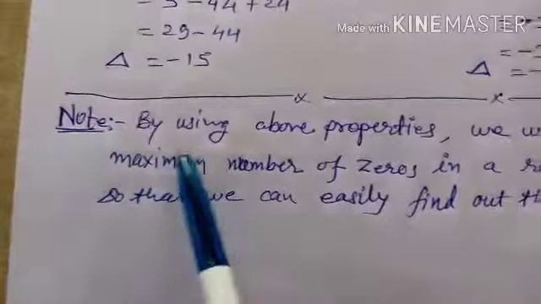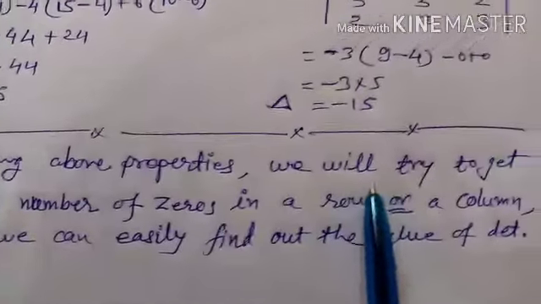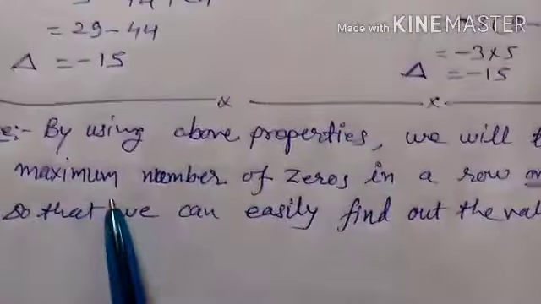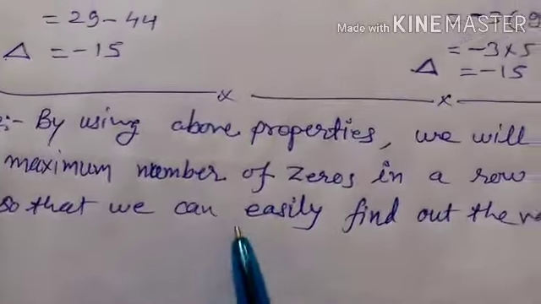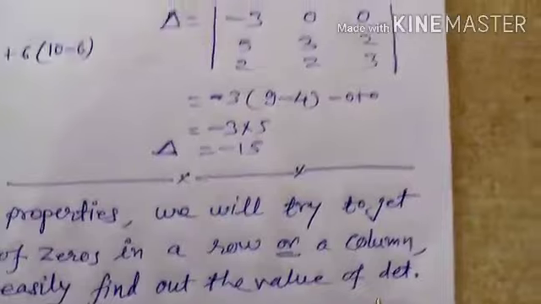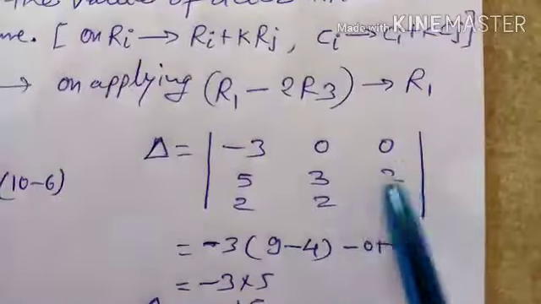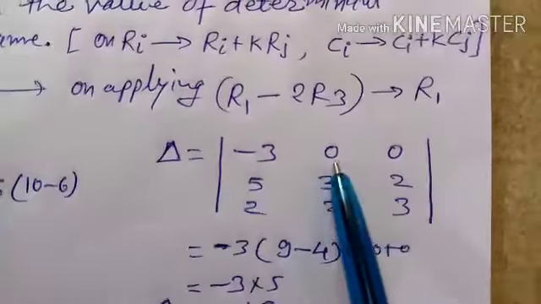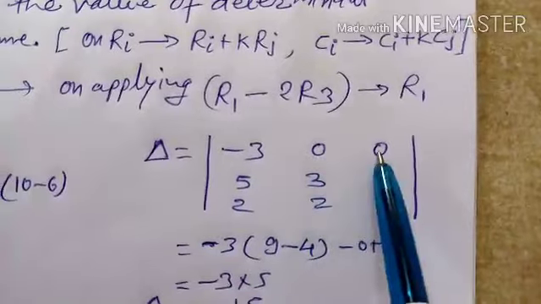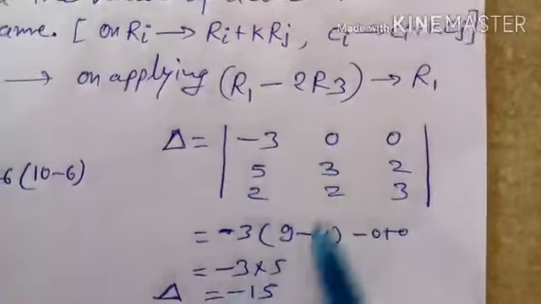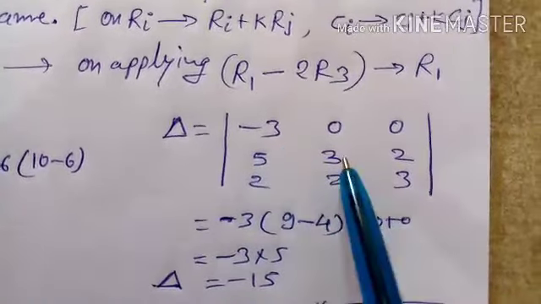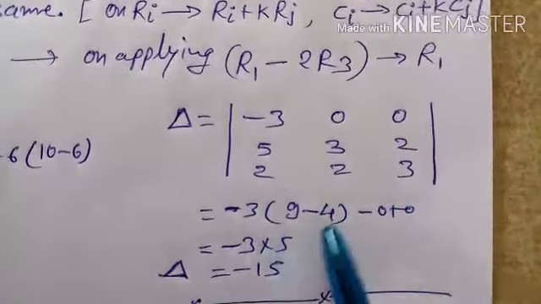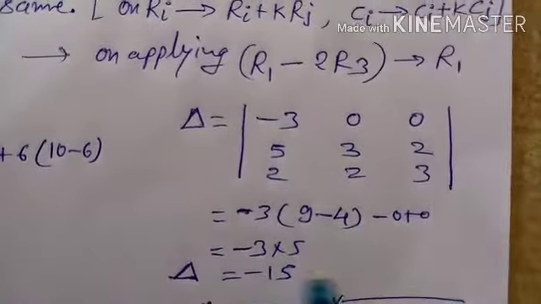Here is the note. By using the above properties, we will try to get the maximum number of zeros in one row or a column, so that we can easily find out the value of the determinant. This is clear in this example. We can get 2 zeros here. So our calculation is very easy by only taking the first element minus 3. So 3 into 3, 9, 9 minus 4, and you will get the answer.